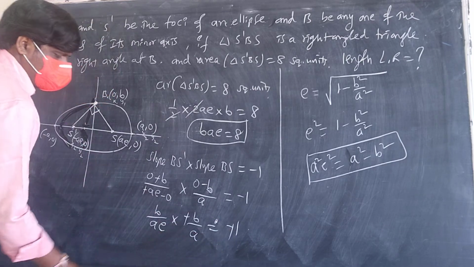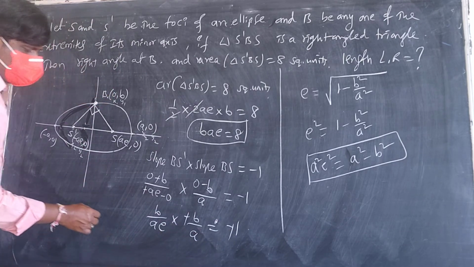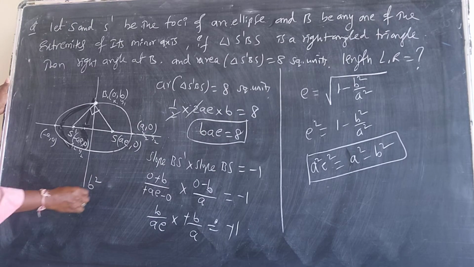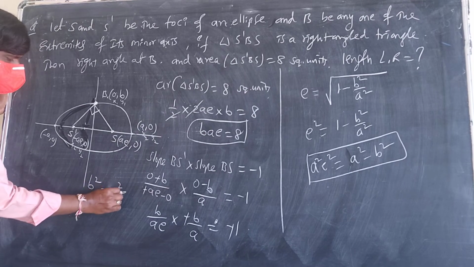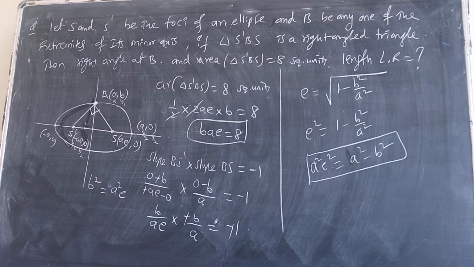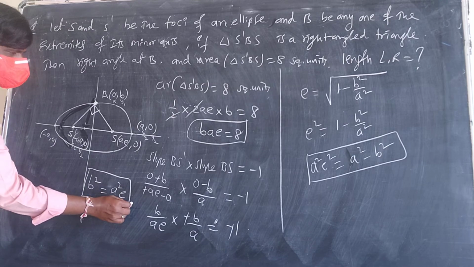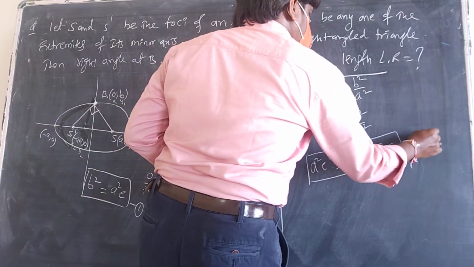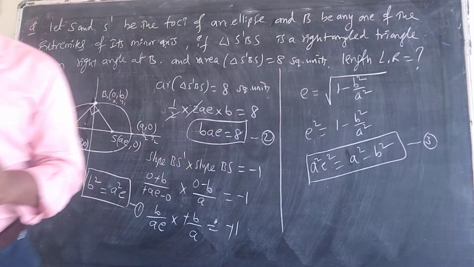Minus cancels, and b square I got as b square is equal to a square e, correct? b square is equal to a square e. Now you solve these three equations, this one and this one. Solve and find the values of a and b.